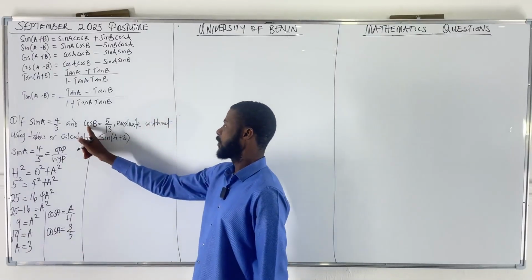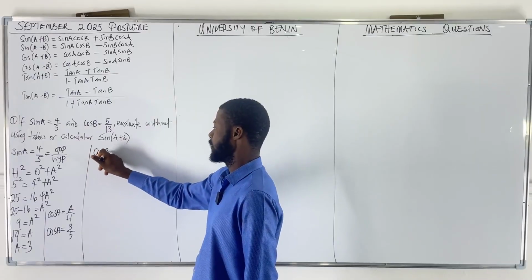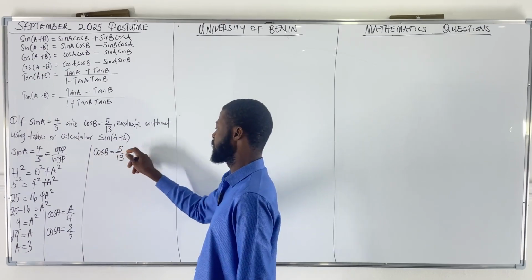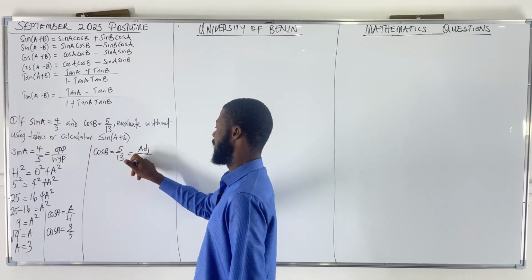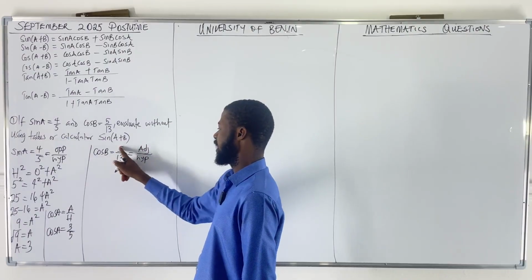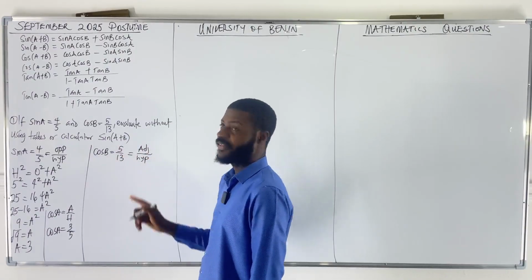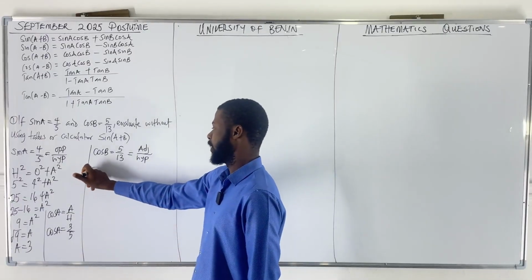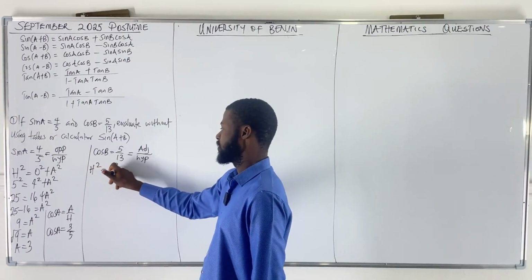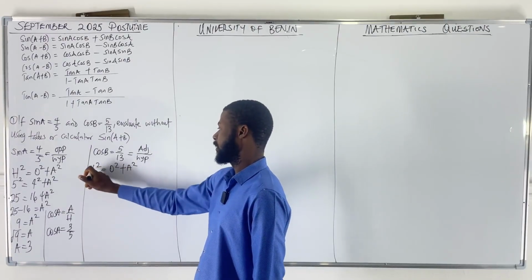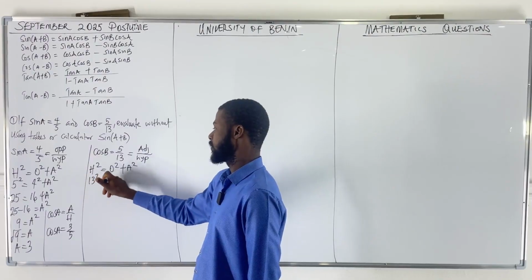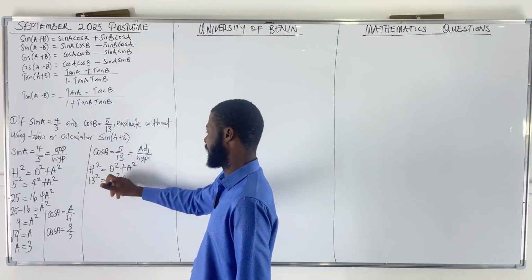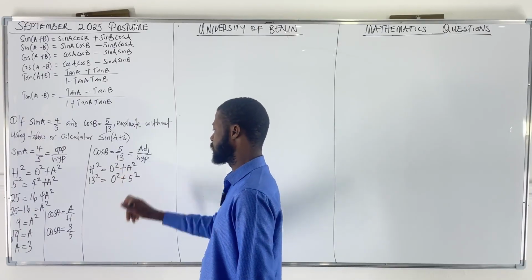Next, we're told that cos B is equal to 5/13. Now the formula for cos tells us that cos is adjacent over hypotenuse. So the adjacent is 5, hypotenuse is 13. The third side that we don't have is the opposite. So let's find it using Pythagoras theorem. So hypotenuse squared is opposite squared plus adjacent squared. The hypotenuse is 13. The opposite is what we're looking for. The adjacent is 5.